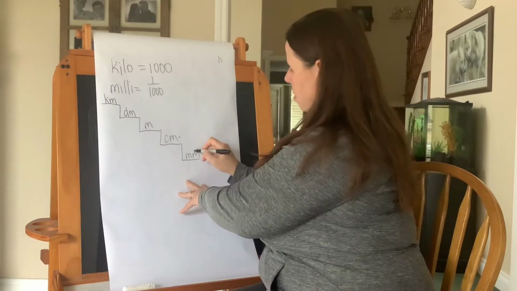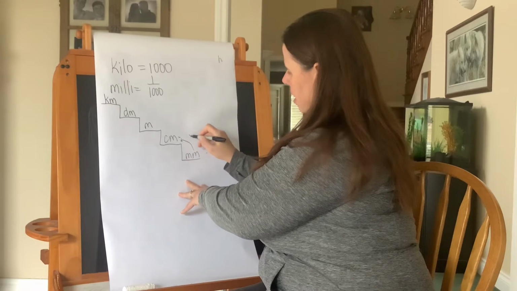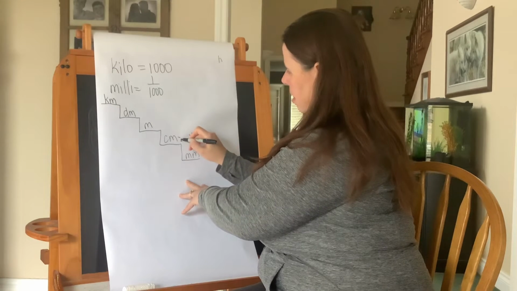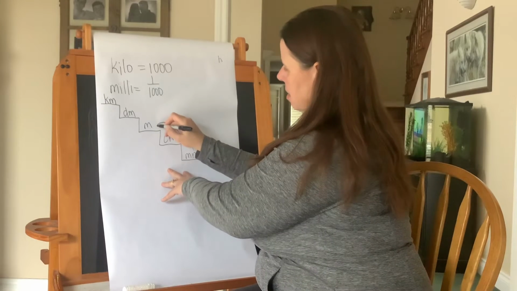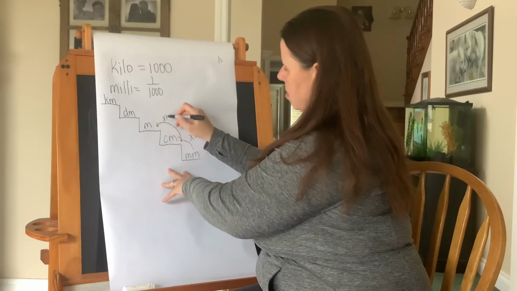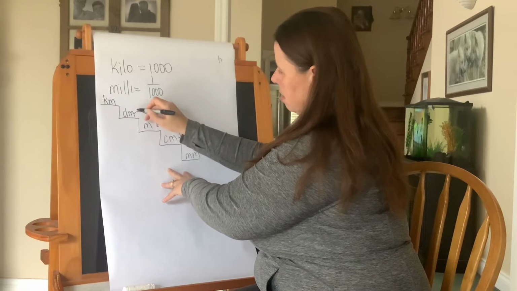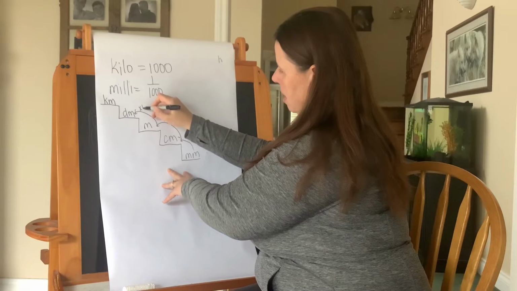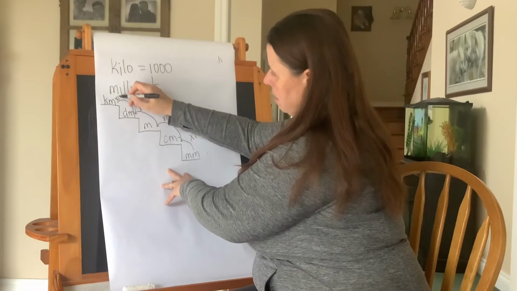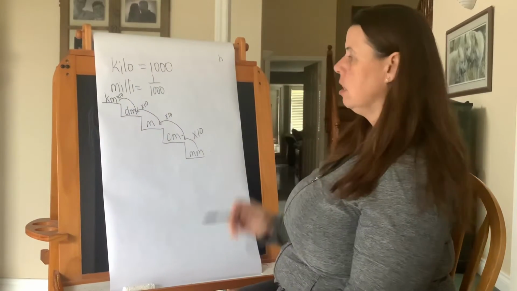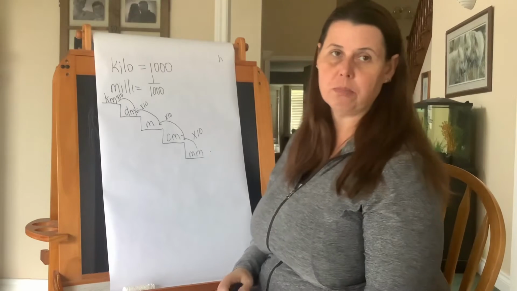Every step you take up is times 10. So to go from millimeters to centimeters, times 10. Centimeters to meters, times 10. Meters to silly decimeters, times 10. Decimeters to kilometers, times 10. Okay? Now, sometimes they're going to ask you to make 2 jumps at once.